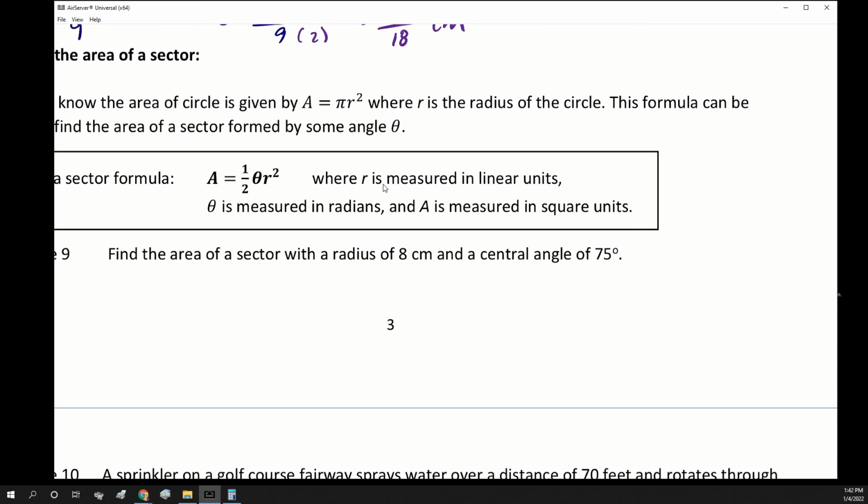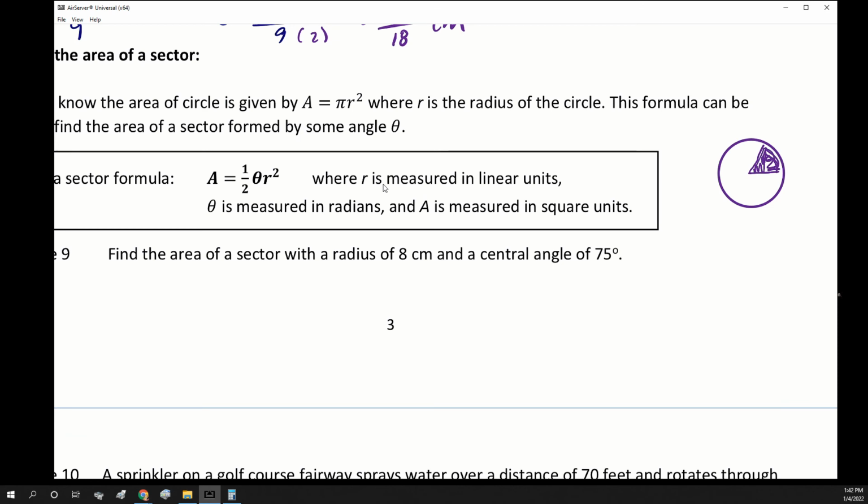So if you've ever played Trivial Pursuit, I don't know if you guys do that. Like a piece of a pie, that's how I think of it, or a slice of pizza. You guys have eaten pizza, so that probably would be a better example. But this right here is a sector. It's like a slice of pizza.